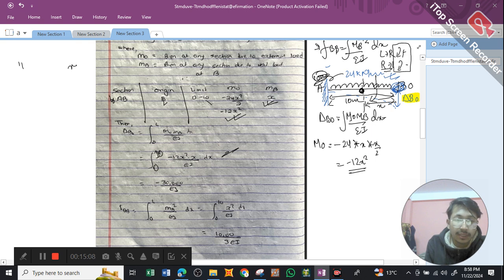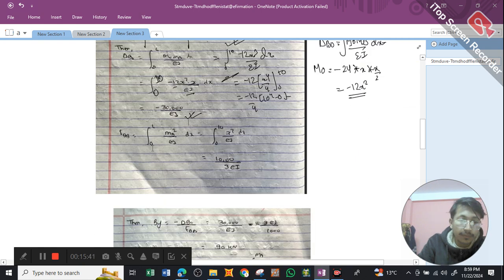M naught is minus 12x squared into MB, which is x divided by EI. So this becomes, let me write it over here, the integral from 0 to 10 of minus 12 x cubed divided by EI dx. Minus 12 comes out, so we get x to the power 4 by 4, from 0 to 10. This becomes minus 12 by 4 times 10 to the power 4 minus 0. On solving this, we get minus 3000 divided by EI.